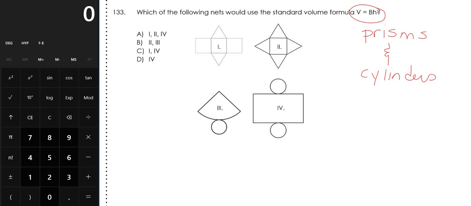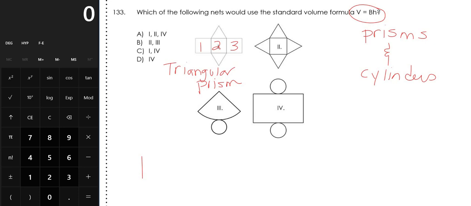So if it has a big point at the top, like a pyramid or a cone, that's going to use 1/3 big BH. So let's go through our choices and see which of these shapes will be either a prism or a cylinder. All right, now the first one, most of the faces here are rectangles. 1, 2, 3 rectangles. And then I have 2 triangles, top and bottom. This is going to be a triangular prism, because there are more rectangles than there are triangles. So the volume formula for this one would be your standard V equals big BH. So I do like choice 1.